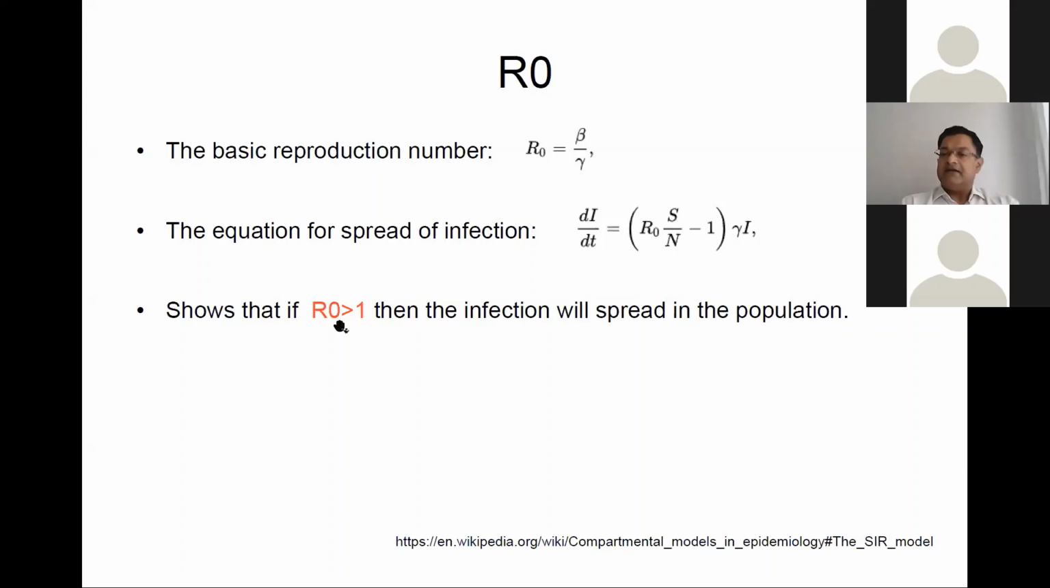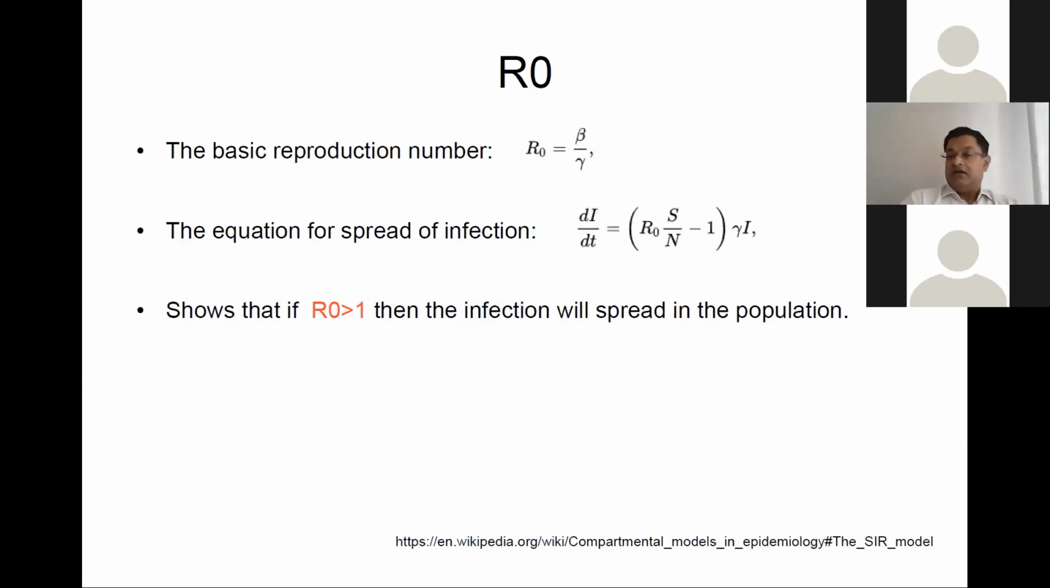And essentially, right at the beginning of the epidemic, S is pretty much N, right? Everyone is susceptible. So this fraction is essentially 1. So right at the beginning of the epidemic, you get to compare R0 to 1. If R0 is greater than 1, then this quantity is positive and the infection will grow. If R0 is less than 1, then this quantity is going to be negative and the infection will decay, right? So the critical quantity is whether or not R0 is greater than 1.